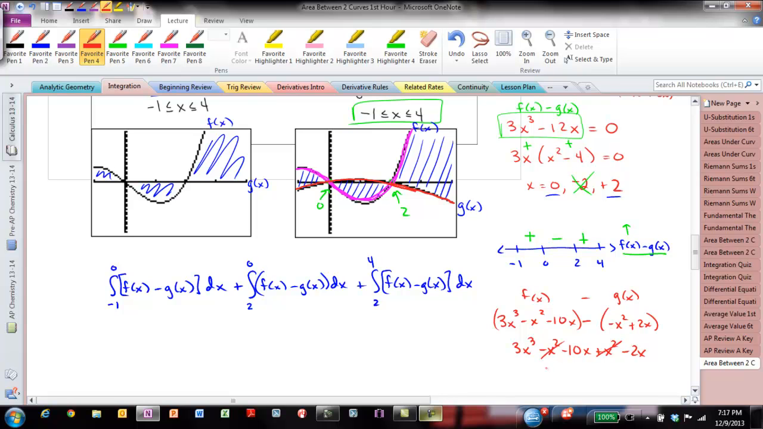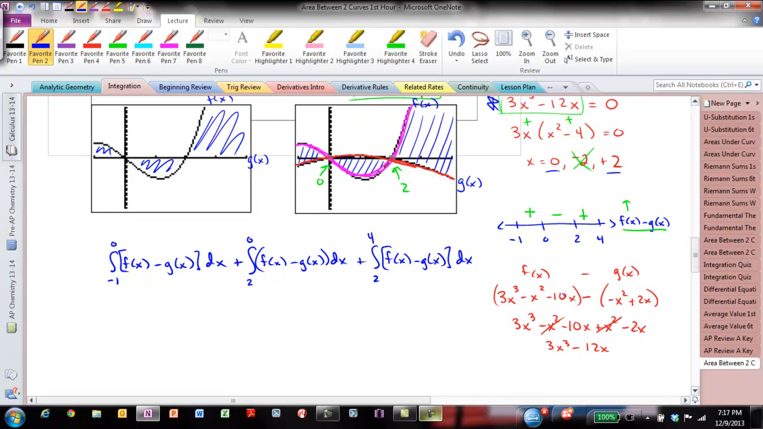And these would cancel, and these two would combine, and you get 3x cubed minus 12x, which is what we had up before as f of x minus g of x. So if you realize that that's what you found before, then that's what you're going to put in your integrals. And it's a little bit shorter than having to do this whole mess the entire time.